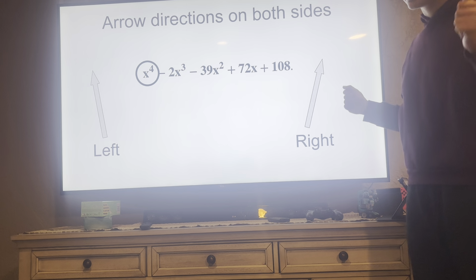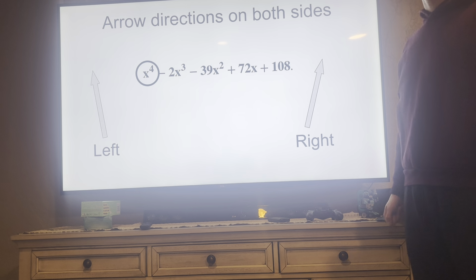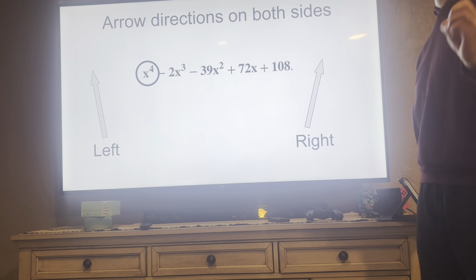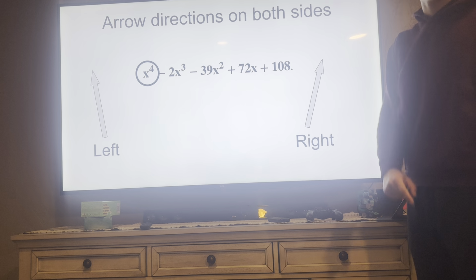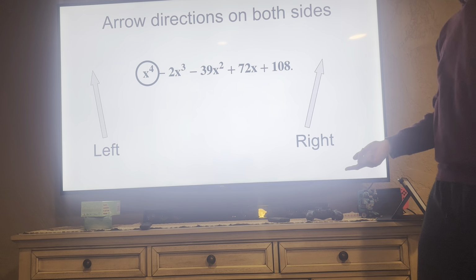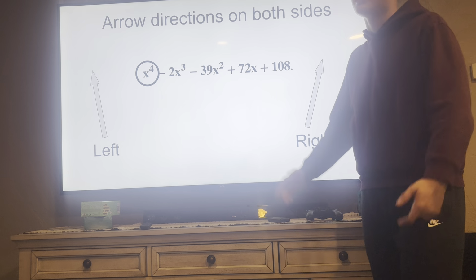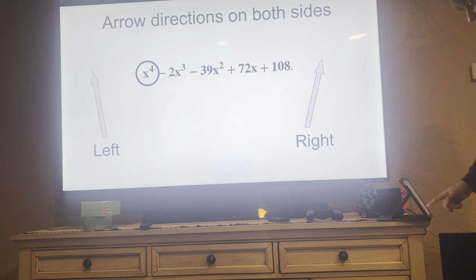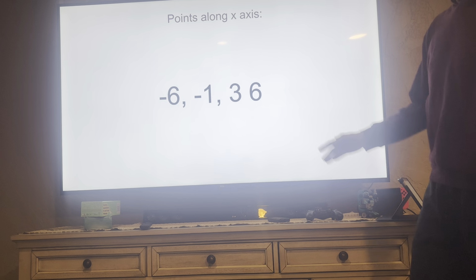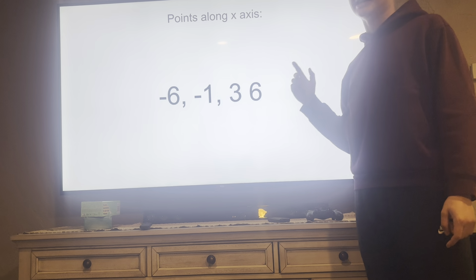And unfortunately, as of now, we would have 0 points, because if our y-intercept is 108 and these lines start like this, we were just going to draw it, it wouldn't cross over the x-axis at all. We don't have 0 points, we have 4, which means we're missing some, which are these. These are going to be our points along the x-axis.